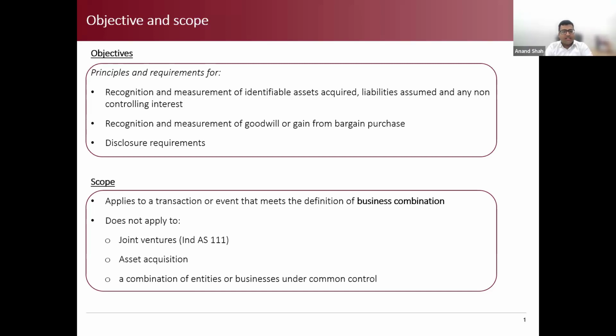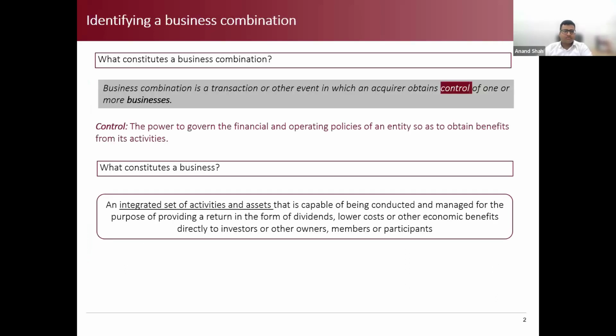So 103 lays down principles and requirements for recognition and measurement of the identifiable assets acquired, liabilities that have been taken over, and any non-controlling interest. Apart from that, it also talks about principles for recognition and measurement of goodwill or gain from bargain purchase, and discusses the disclosure requirements. So now, what exactly is a business combination?